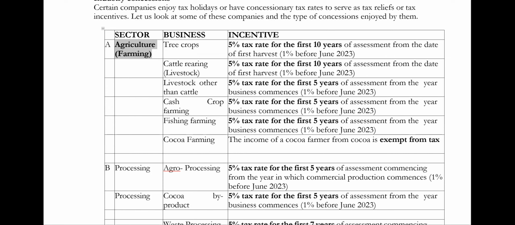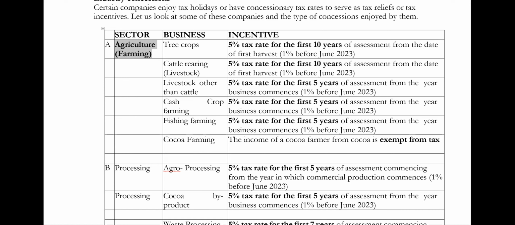Before, when these concessions came in the old act, there were no taxes. It was complete exemption. But the Internal Revenue Act was amended and it came to 1%. You were now paying 1%. Now, from June 2023, it became 5%. It means that if you are farming tree crops, for 10 years from the period of your first harvest, you are going to be paying 5% tax.